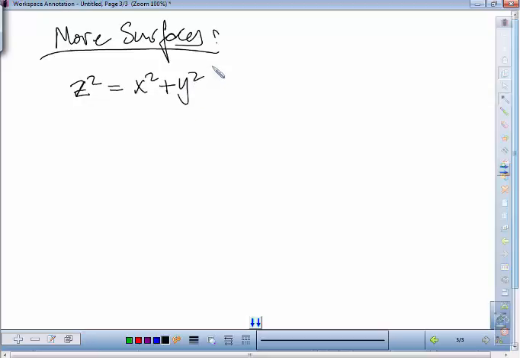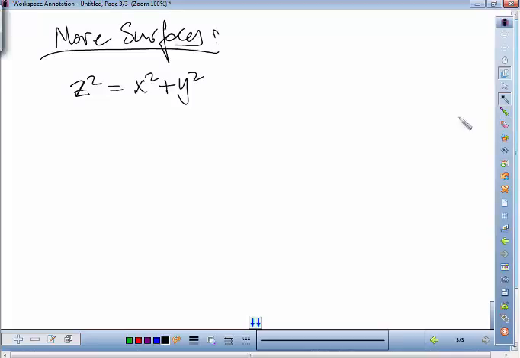Is this a paraboloid? Why is this not a paraboloid? Because the z is squared, right? In the paraboloid, the z was not squared. So in this case, the z is squared, so it makes it not a paraboloid. So what is it? Well, let's do what we did by looking at some of the cuts and curves.